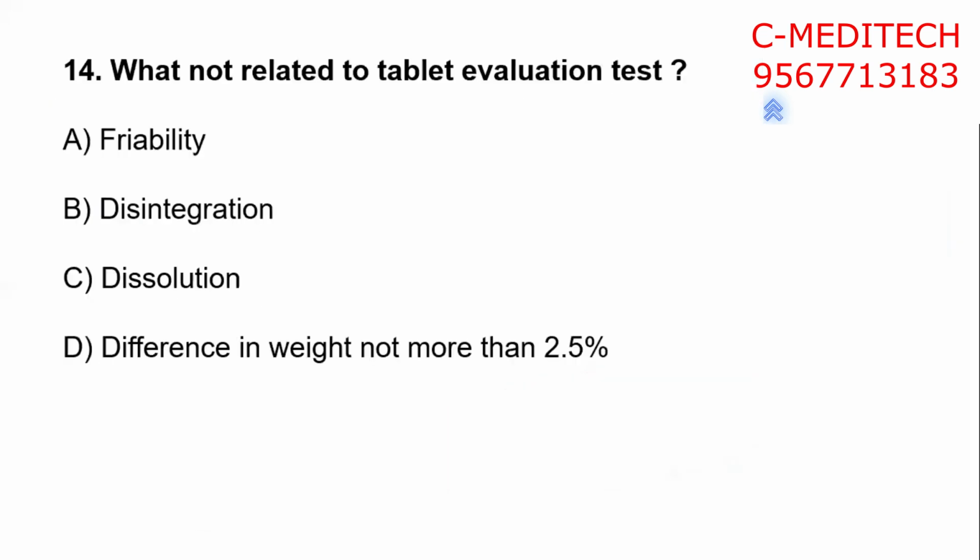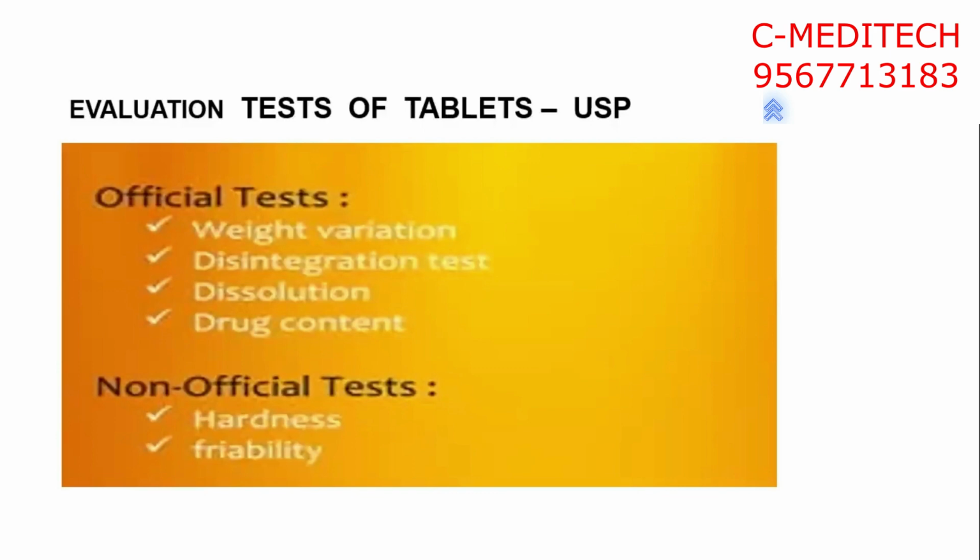So coming to the 14th question, which of the following is not related to tablet evaluation test? We know that we have different types of tablet evaluation tests used in the pharmaceutical industry. So let's see the tests one by one. We have official tests: weight variation, disintegration test, dissolution test, drug content. And in non-official tests, we have hardness test and friability. This is according to USP. You may find it different when you see the IP. Okay, so in the IP, evaluation tests of tablets will be different, but this is according to the USP.